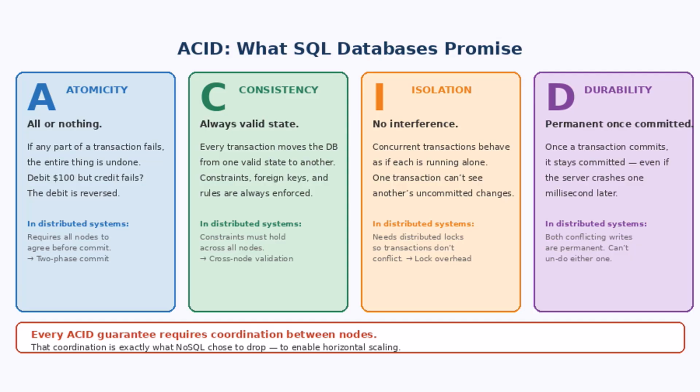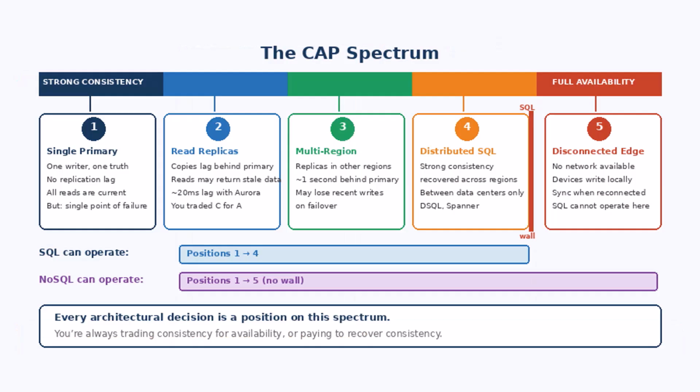Every one of these guarantees requires coordination between nodes in a distributed system. That coordination is where the problems start, and it's why NoSQL was created. Eventually consistent means, after a write to the primary, all replicas will converge to the same state, but not immediately. There's a lag window. How big that window is determines where you sit on the CAP spectrum.